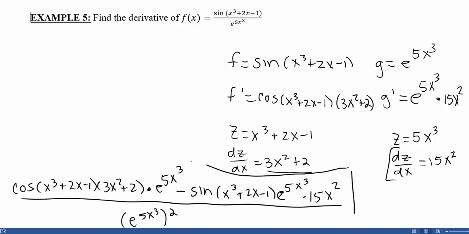So my derivative, with all my chain rules in there, ends up looking like this. So again, you just have to try to be extra careful, not lose any negatives, things of that sort, and plug everything in very carefully, and you should be able to find the derivative of quotients that involve chain rules.